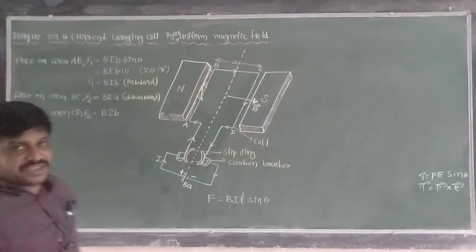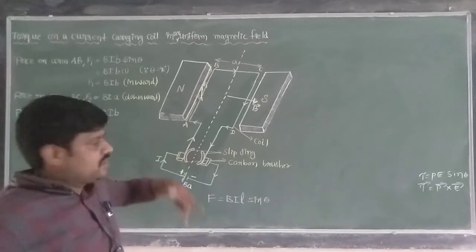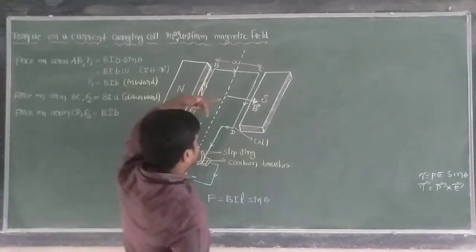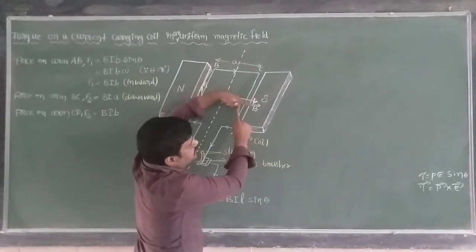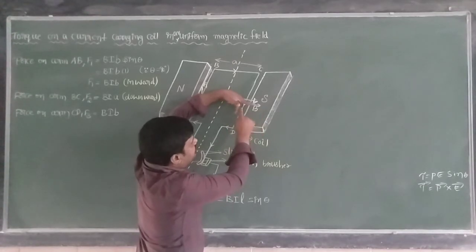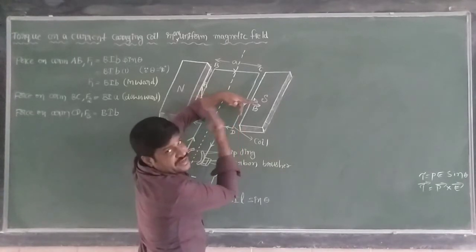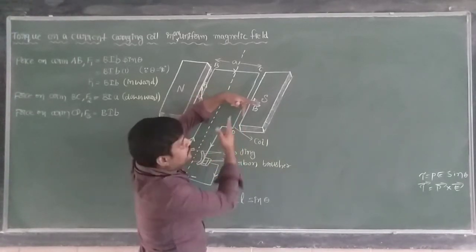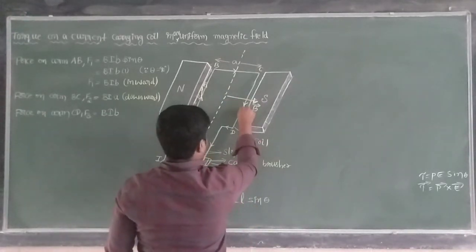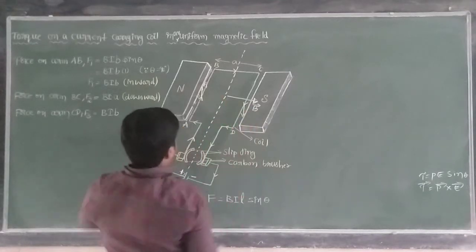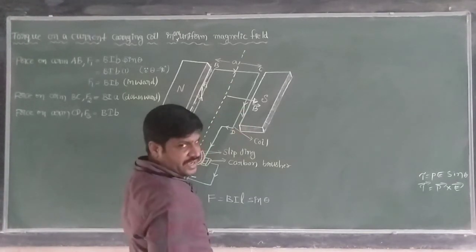What is the direction of the force? Here there is a possibility to apply Fleming's left hand rule. This is the direction of the magnetic field. The middle finger is pointing the direction of current. So the current and field directions are correct. What is the direction of the force? The direction of the force is pointed by the thumb. So the direction of the force is outward. Here it is inward, and here it is outward.